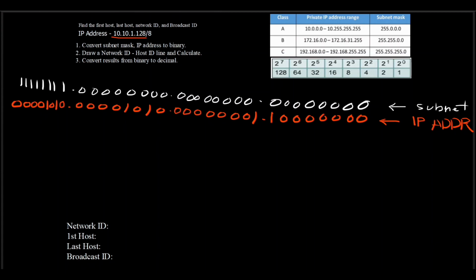So since it's a class A, the class A is all /8, so this is 1, 2, 3, 4, 5, 6, 7, 8. So these are the 8 here. So I'm going to draw a line here. So the line going to be here. And this line will remind me and make it easier for me which one is which. So the line on the left side, it's going to be the network part. On the right side, it's going to be the host part.